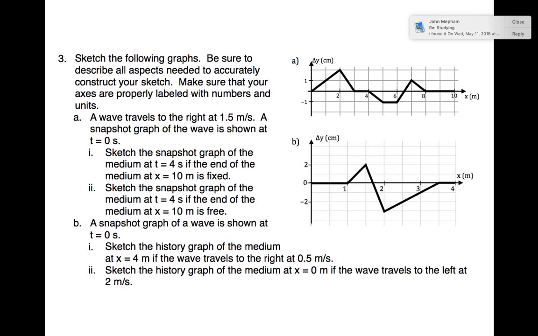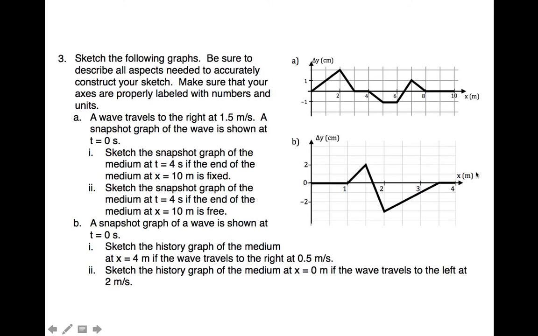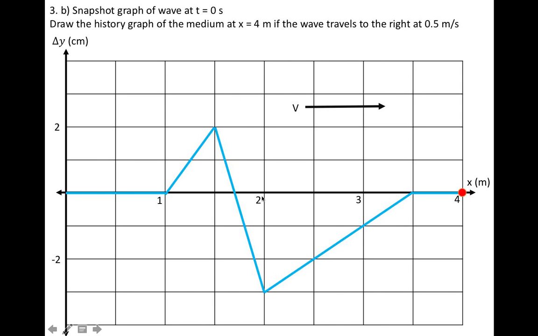Graph of the medium at x equals 4 if the wave travels to the right at 0.5 meters per second. So here's our graph of B right here. We've replicated it right here, and the wave is traveling to the right. We're interested in the point at x equals 4 meters. We want to make a history graph of this point if the wave travels to the right. So we're going to watch this point at x equals 4 meters and watch its displacement as the wave travels to the right.